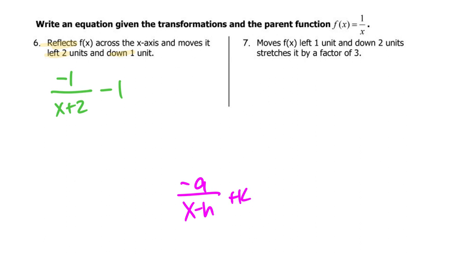Okay? This second one, we're going to go left 1, down 2, stretch it by 3. So again, we're going to have 3 things we're going to do to it. If we want to go left 1, we're going to put plus 1 in the denominator. If we want to go down 2, we're going to put minus 2 right here. And if we want to stretch it by a factor of 3, that's the a value, so a 3 just goes up top. Generally, these are going to be called g of x.